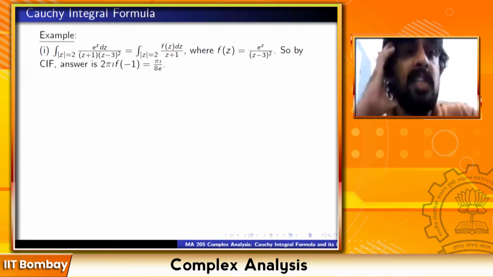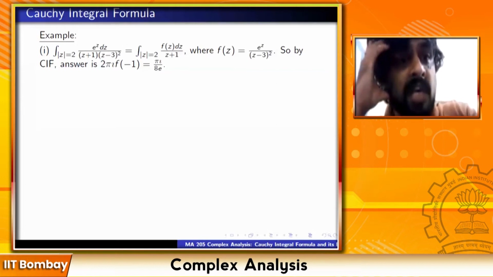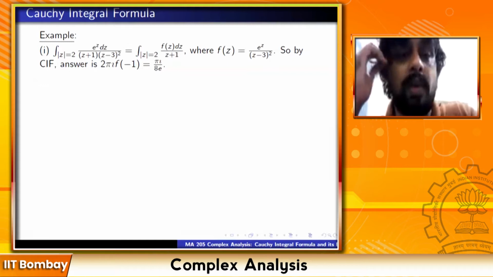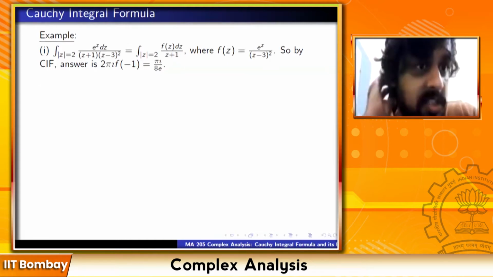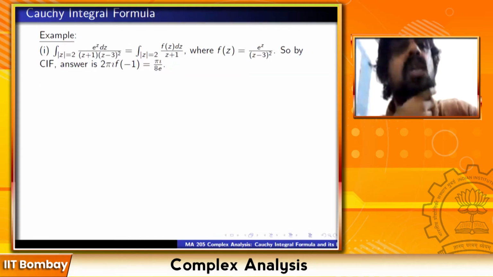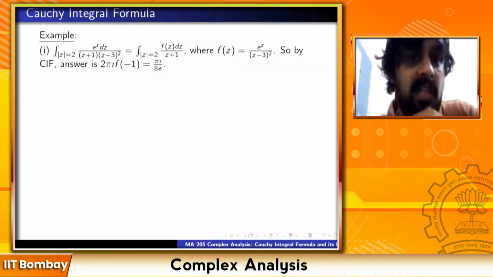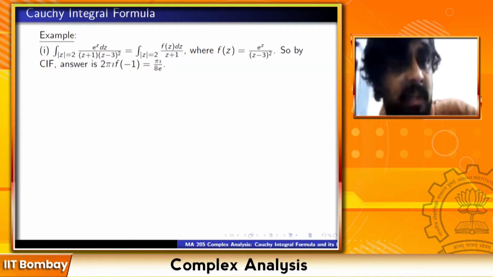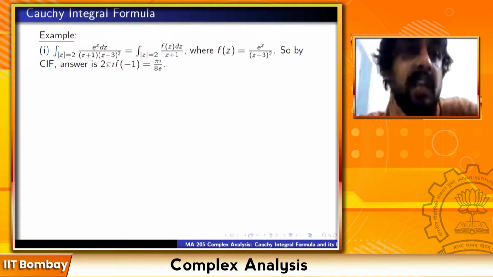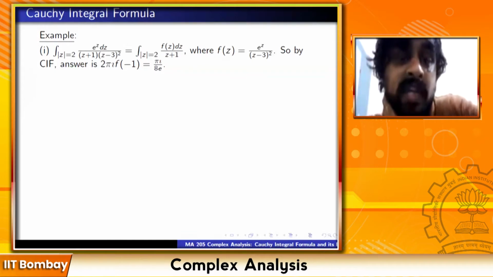So let me write this. This integral as f(z) upon z plus 1, where f(z) is e raised to z upon (z minus 3) square. So I write it like this. You will see why. By Cauchy integral formula, therefore, the answer is 2 pi i times f at minus 1. Notice that the reason for writing it like this is that f(z) is now holomorphic inside mod z equal to 2. f(z) is equal to e raised to z upon (z minus 3) square.